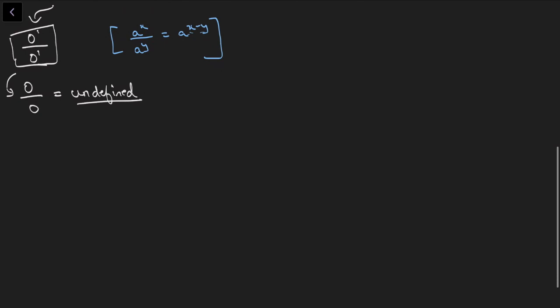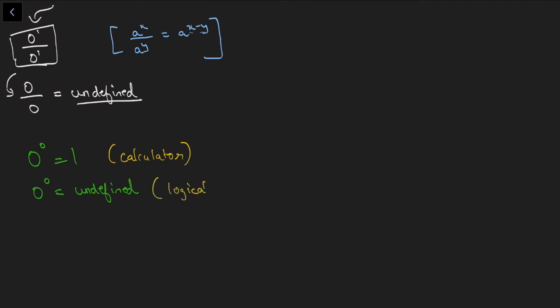So all I can say for now is that 0 raised to 0 can be 1, or 0 raised to 0 can be undefined. So as of now, I feel it's a very controversial topic to discuss, since you can have two answers. One is calculator wise or limits, and one is logical thinking. That's all for this video.